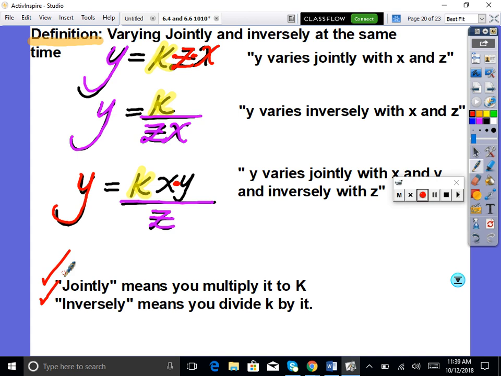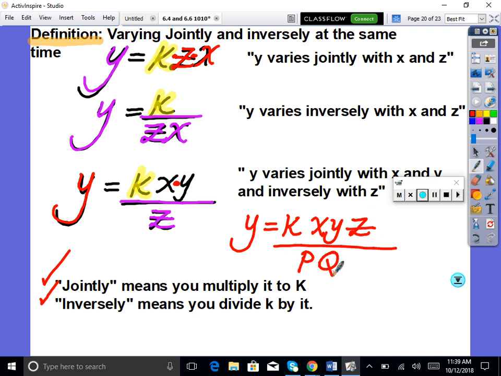So I could literally write any problem. Like for example, if I went like this, y is equal to k, and then I said x, y, z divided by pq, what would that read? Y varies jointly with x, y, z, but inversely with pq. Yeah. Awesome. Okay, so now we'll just use that. So you just have to remember, jointly means multiply it to k, inversely means you take k and divide by it.